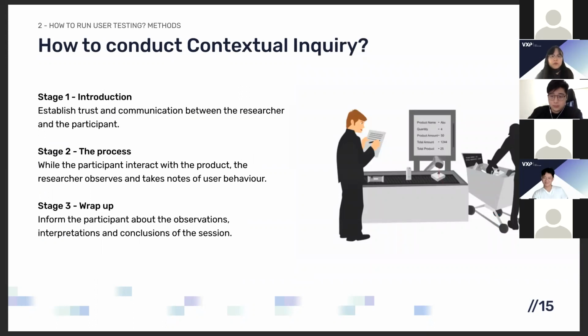And how do you actually conduct a contextual inquiry? It begins with meeting the participants to establish trust and communication with each other. During the introduction, you will introduce yourself and let the participants know the reason behind your inquiry. You will typically ask permission to record the whole experience and let them know when the recording has started or stopped. And the most important part is that you have to let participants know that there are no right or wrong answers. You're testing the product, not people.